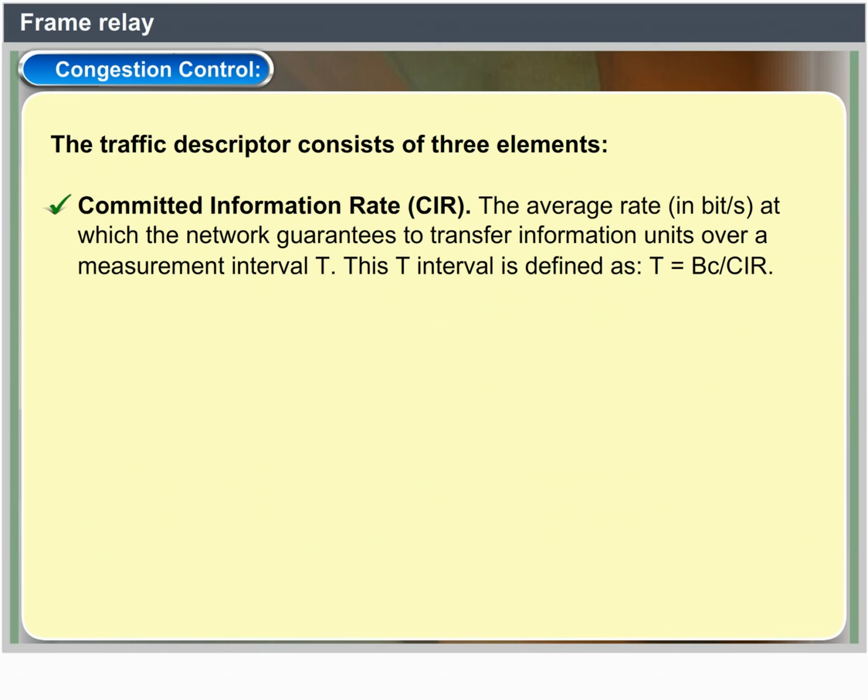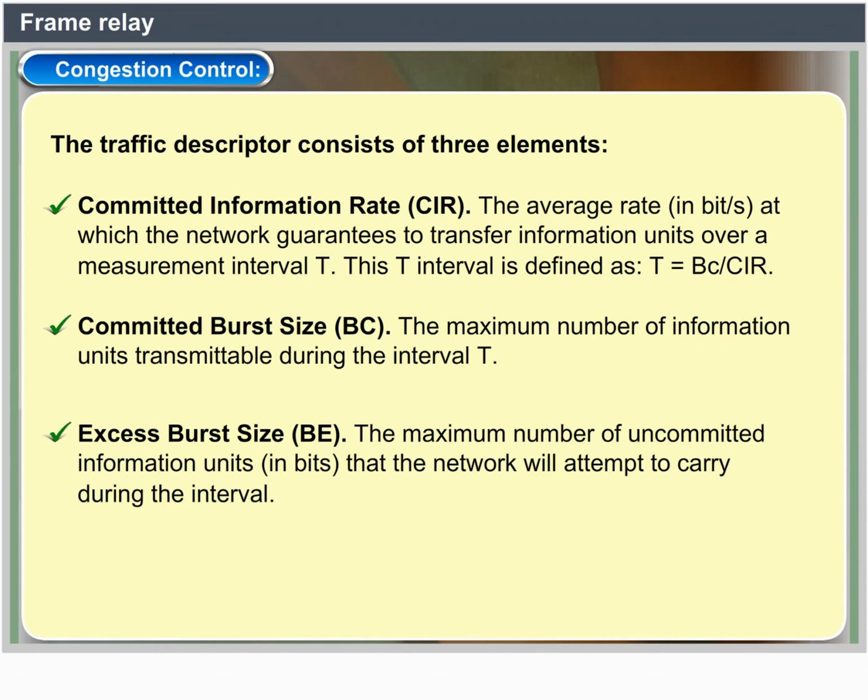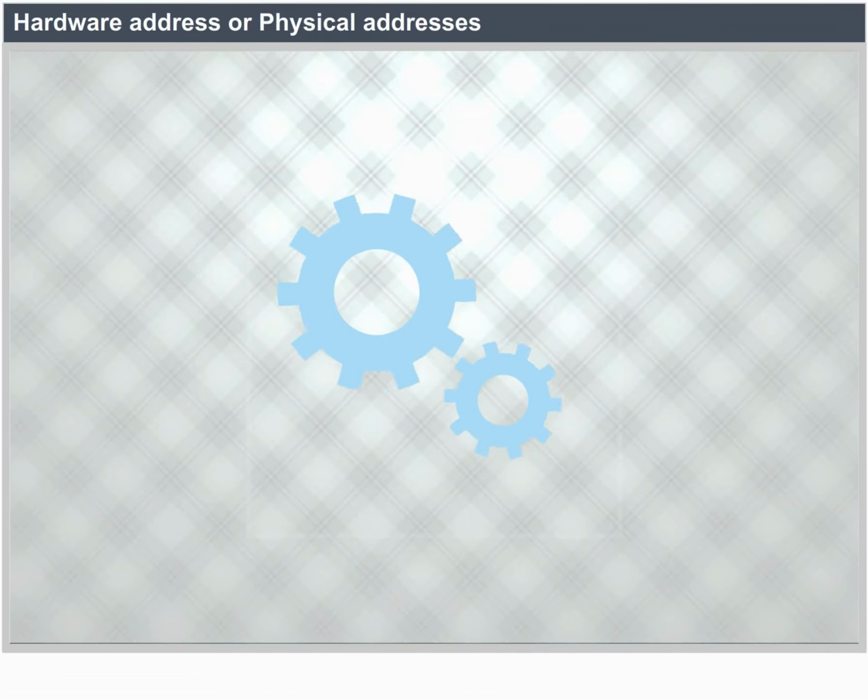Committed burst size or BC, the maximum number of information units transmittable during the interval T. Excess burst size or BE, the maximum number of uncommitted information units in bits that the network will attempt to carry during the interval.